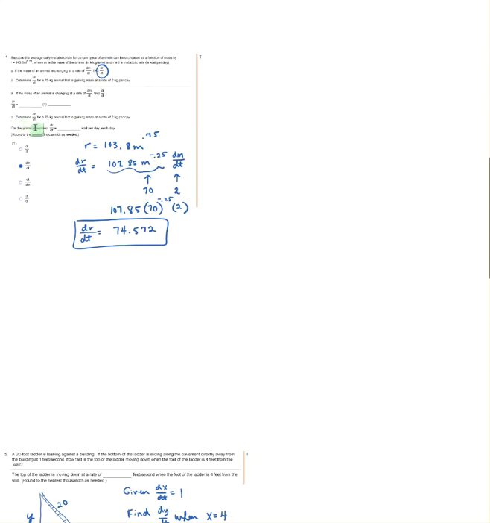Then B, determine dR/dt for a 70 kilogram animal that's gaining mass at a rate of 2 kilograms per day. So we've got this. We're going to plug in 70, that's the mass of the animal, and it's gaining mass at a rate of 2 kilograms, so dM/dt is 2. So we're plugging in 70 here and 2 here. You do this calculation and you get 74.572. That's what's going to go here.